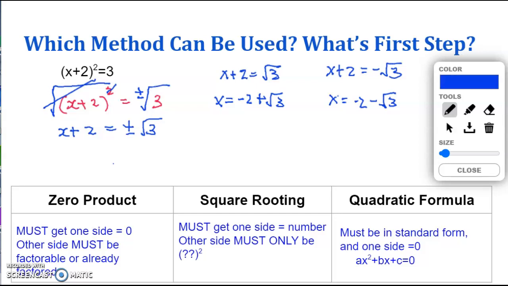Welcome back. This is the second lesson recording for IM2, March 18th, 2021. So where we left off, we have two different solutions. X is equal to negative 2 plus root 3 or x is equal to negative 2 minus root 3.